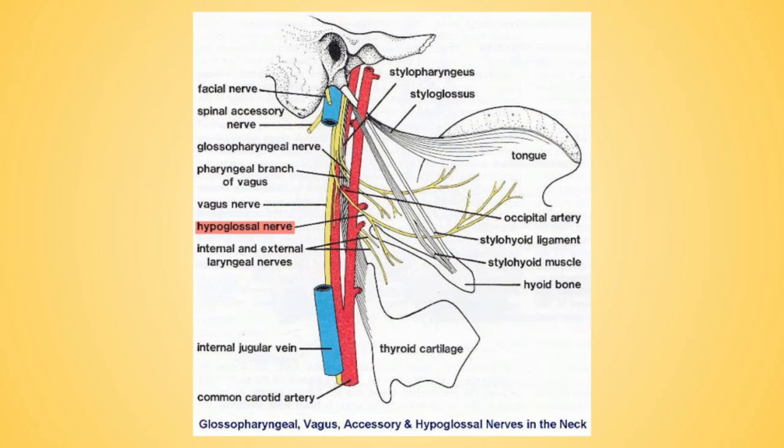Lower down it curves forward to cross both the internal and the external carotid arteries. It also crosses the loop of the lingual artery to lie on the hyoglossus muscle. Finally, the hypoglossal nerve enters the substance of the tongue. It supplies 3 extrinsic muscles and all the 4 intrinsic muscles of the tongue.